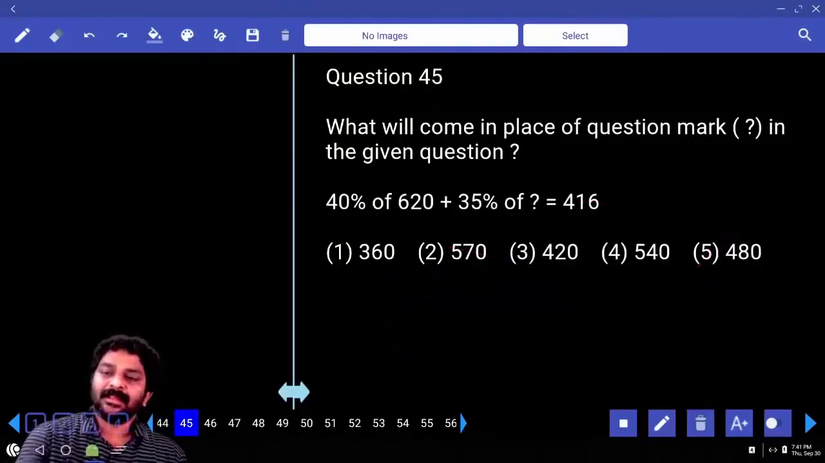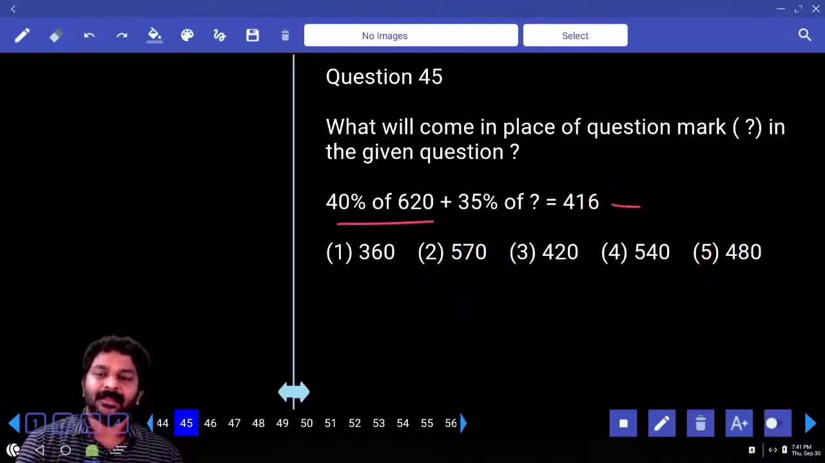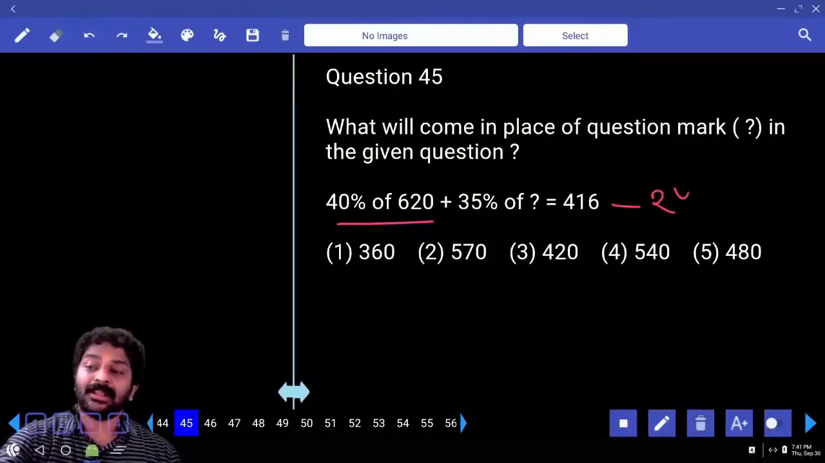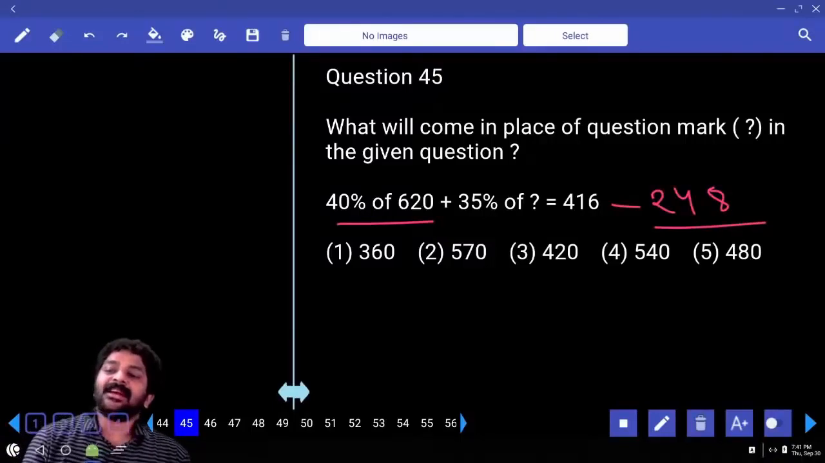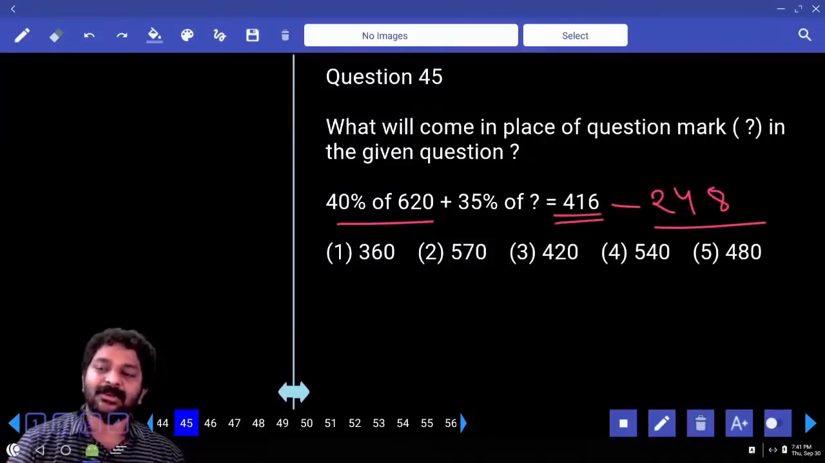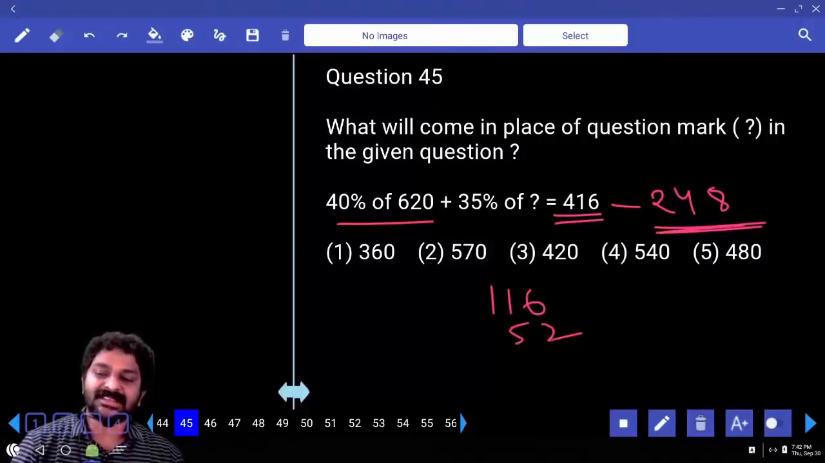Next. Again this goes to the right hand side and becomes minus. Am I right? 40%, 10% double double, 10%, double, double, 248. Okay. Subtract 300. This number is how much more than 300? 116. This is how much less than 300? 52. Then the sum is equal to 168 only.